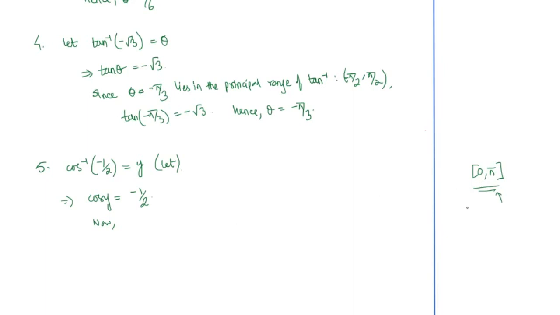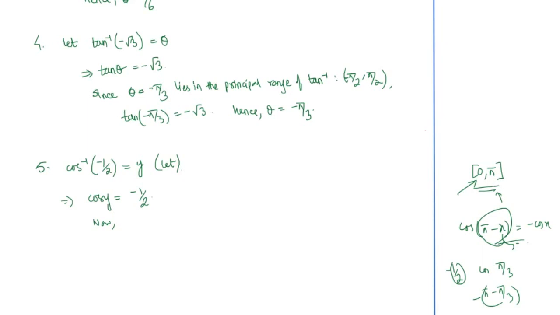If you can see clearly, cos of pi minus x is equal to minus cos x, if you remember this formula from class 11. So we can say that minus half is the result of pi minus pi by 3, that is, minus cos 60. So here x is equal to pi by 3. Hence the angle is pi minus pi by 3, that is 2 pi by 3, because the value has to lie between 0 and pi. So 2 pi by 3 is the only solution from 0 to pi that satisfies this.